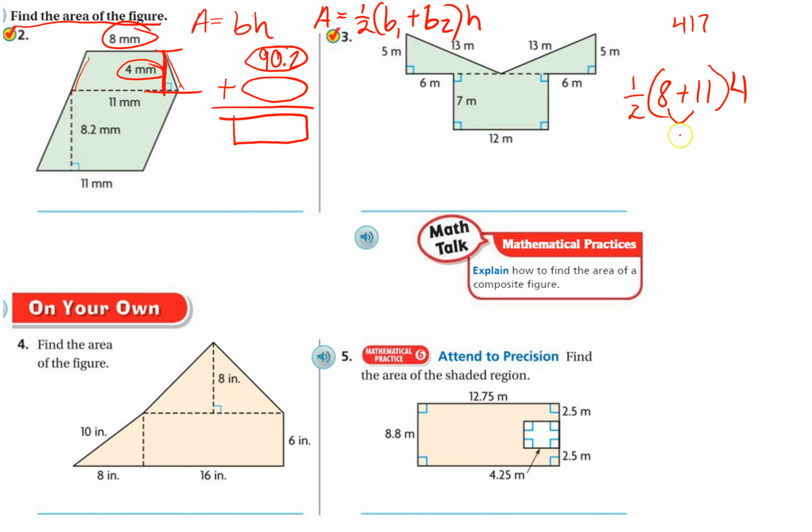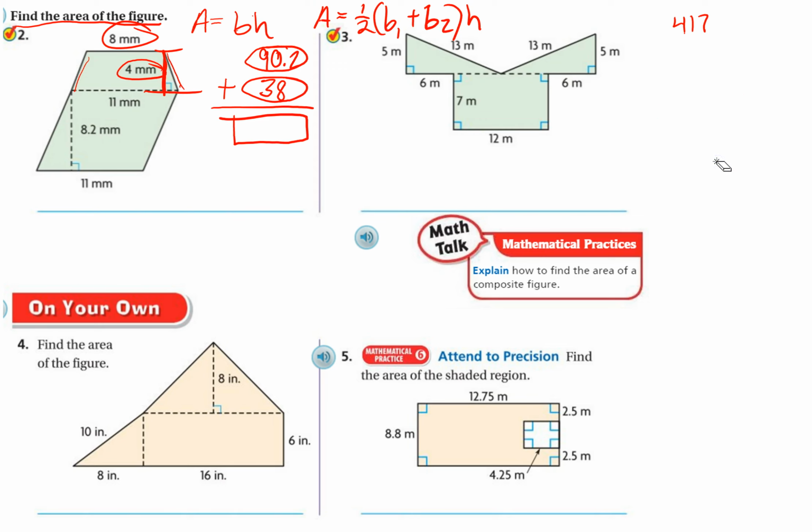Okay, if we add up the parentheses, we get 19. So now we have 1/2 times 19 times 4. Well, I'm going to do the 1/2 times the 4 first, because I know half of 4 is 2. And then I just need to multiply that by 19. 2 times 9 is 18. 2 times 1 is 2. Plus 1 is 3. So the area of this trapezoid is 38. And now we just add those up.